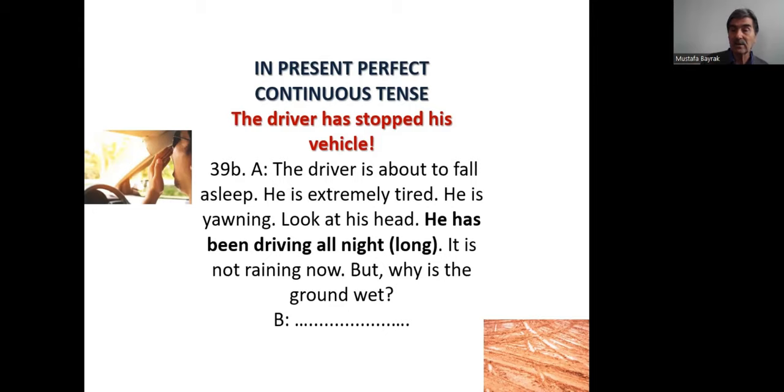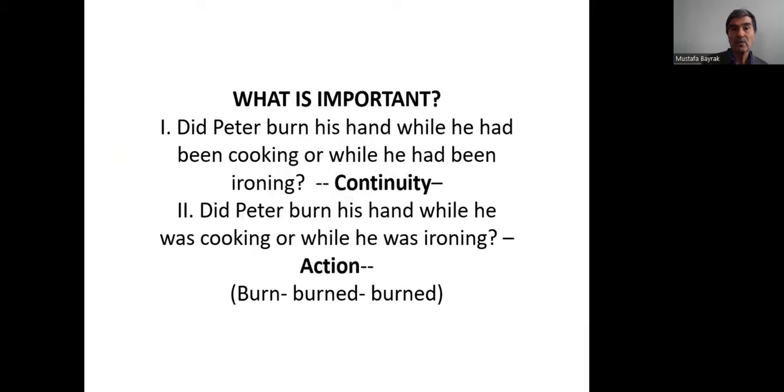And we have studied this before. Now, what is important? Let's see what is important. Roman number one. Did Peter burn his hand in the past while he had been cooking or while he had been ironing? Peter burned his hand while he had been ironing. So continuity is important. While he had been ironing.